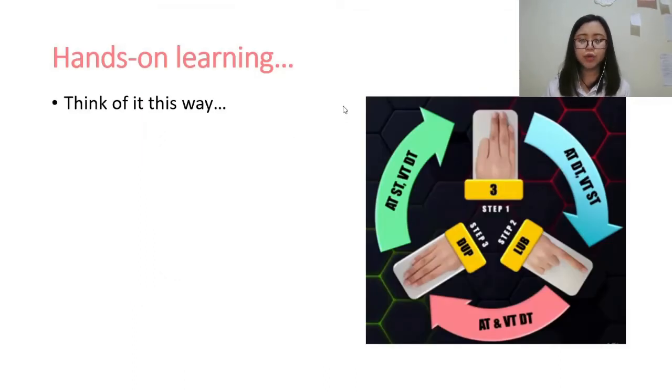Okay, we are gonna try and remember this using a hands-on learning technique. So this is something I learned from the other lecturers here in KML, and I hope this will benefit you.